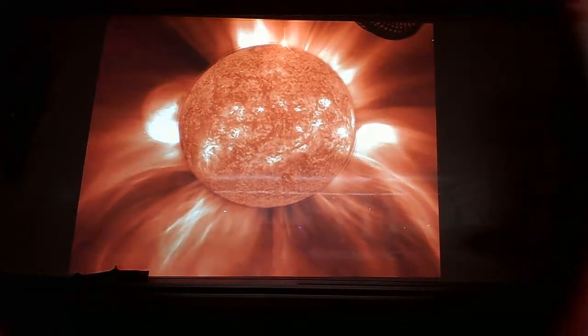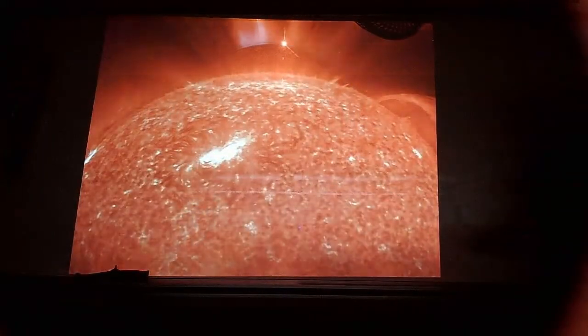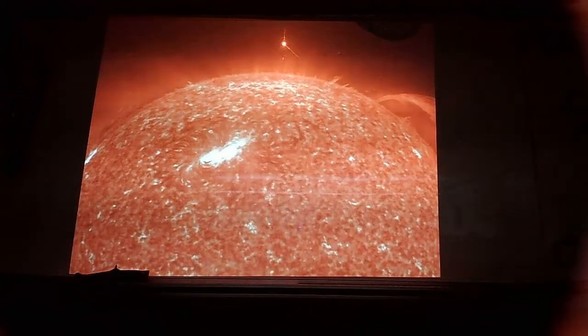And I think we're just going to close with some neat pictures of the sun. So I'll turn the rest of the lights on. I'll be back on in a second. Sorry.